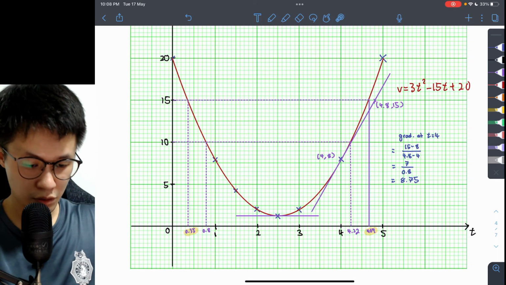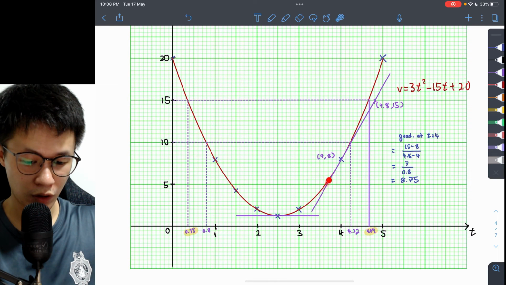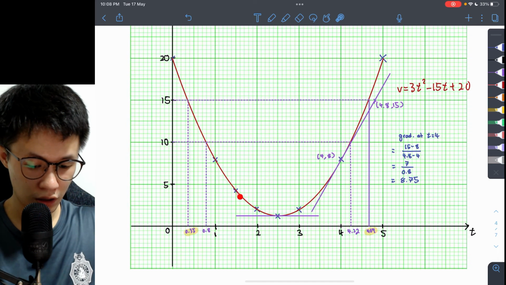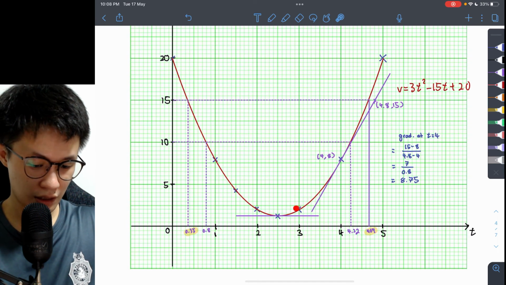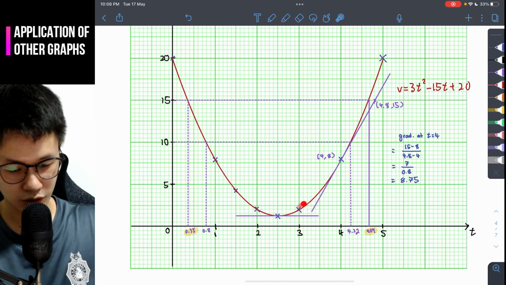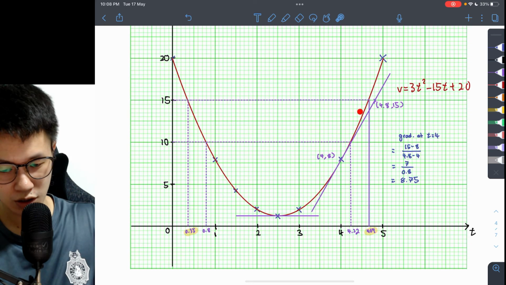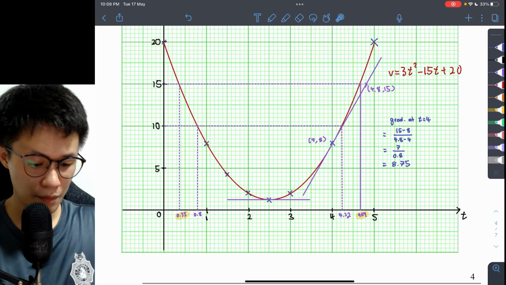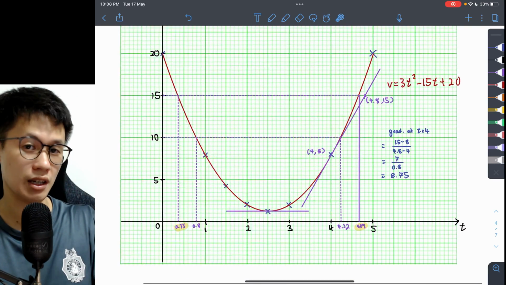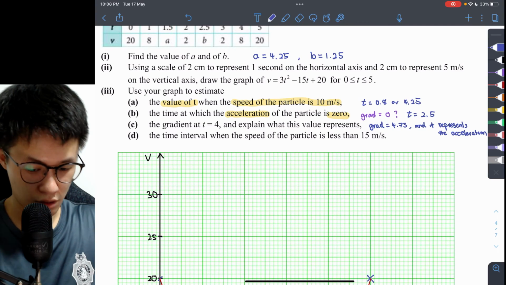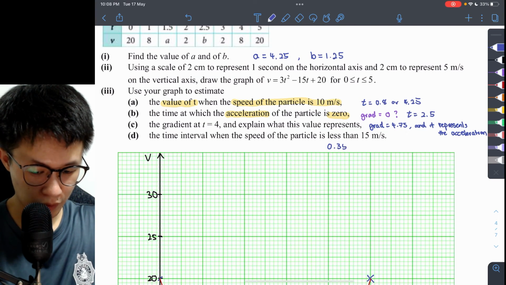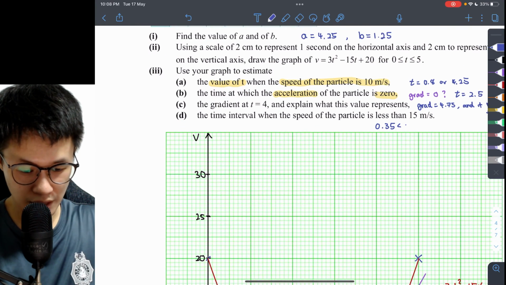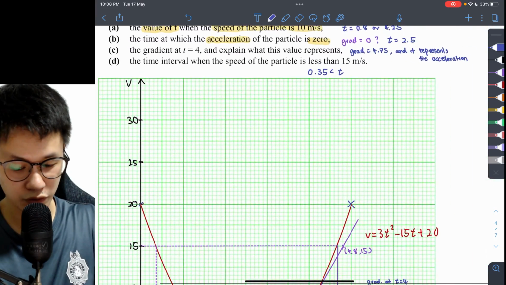Right? Why do I say so? All these values here are all less than 15 meters per second, these values of velocity will always be lesser, and hence the time interval would be between 0.35 and 4.69, and that is exactly the question. So just estimate 0.35. It should be less than, because if it's equal, it will be equal to 15. So we don't want that.